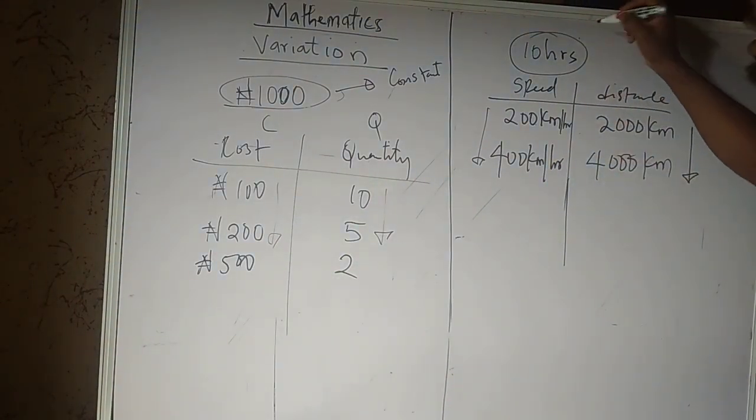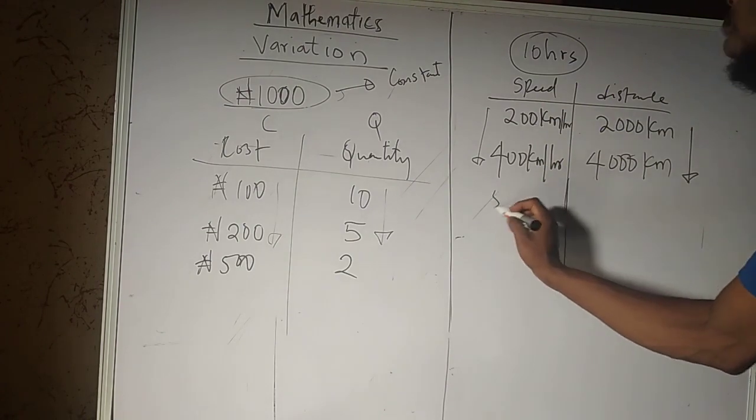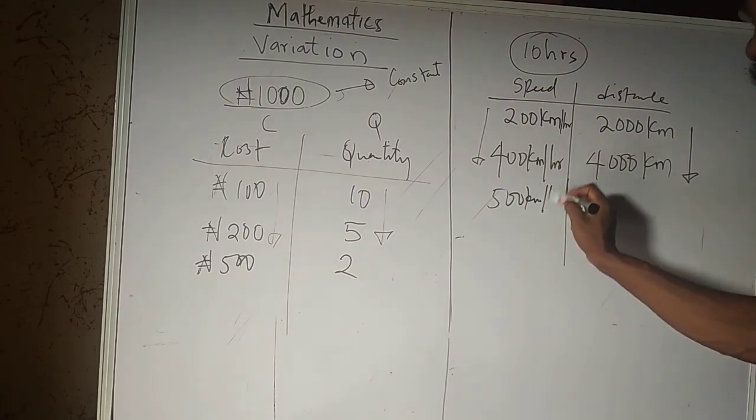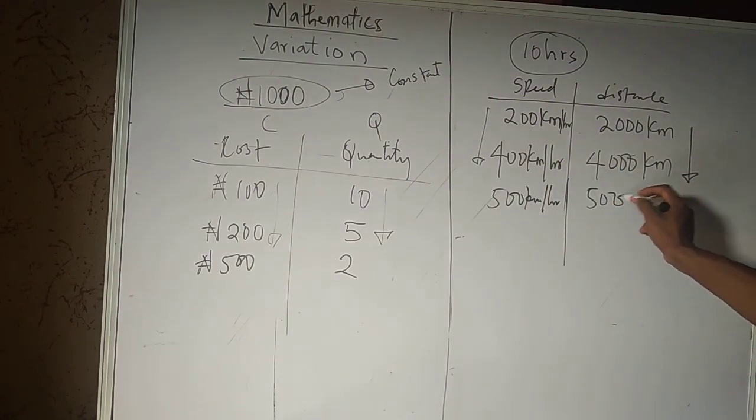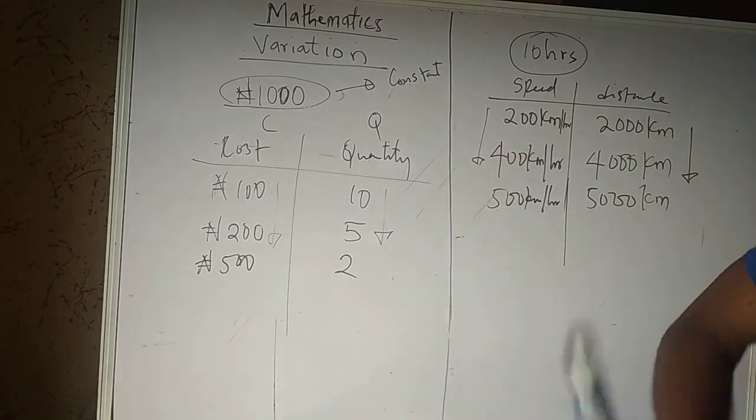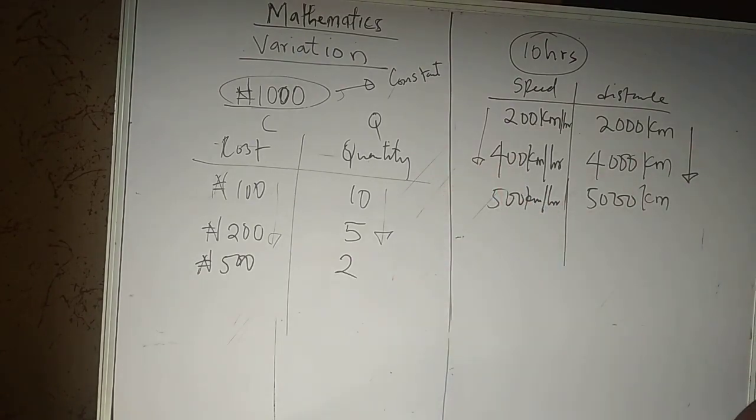Provided you have only 10 hours to drive, if you increase your speed to 500 kilometers per hour, you're going to cover 5,000 kilometers. All right, so that's it. Why I've said this is because of what we want to do right now. So you need to understand it.